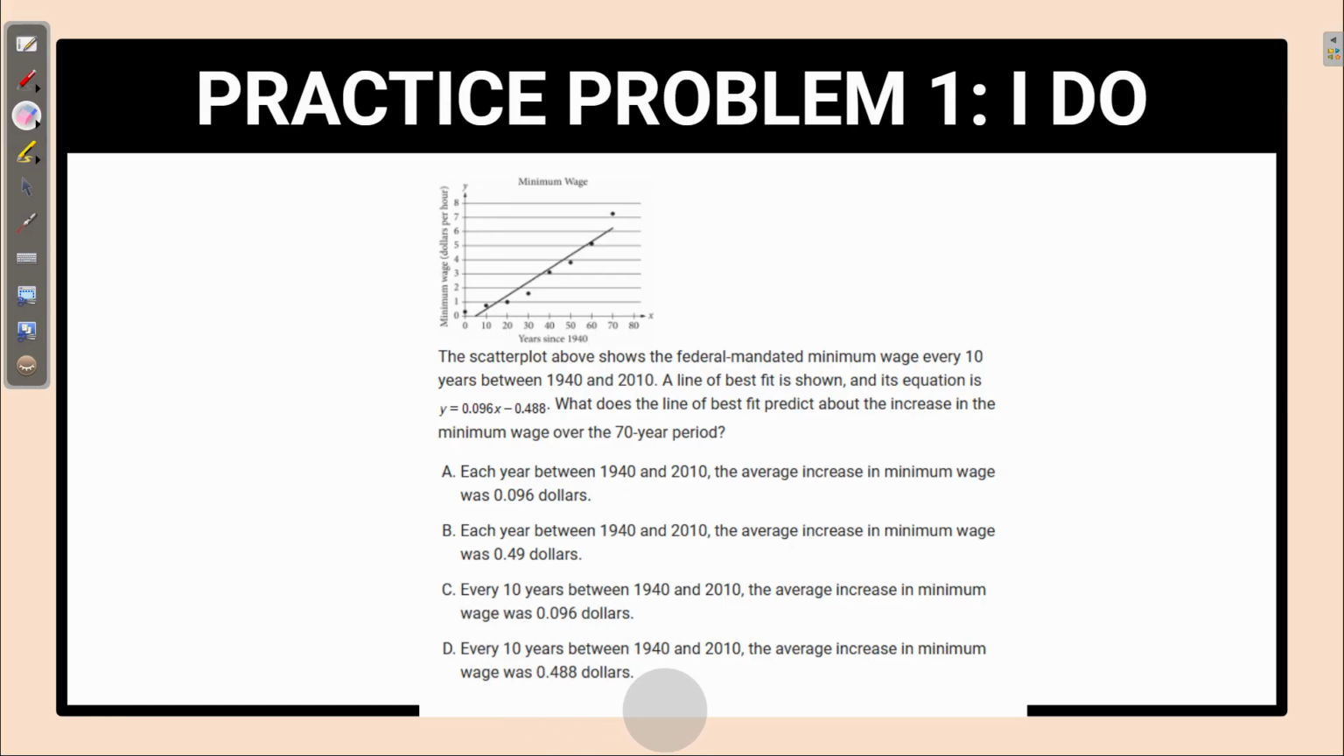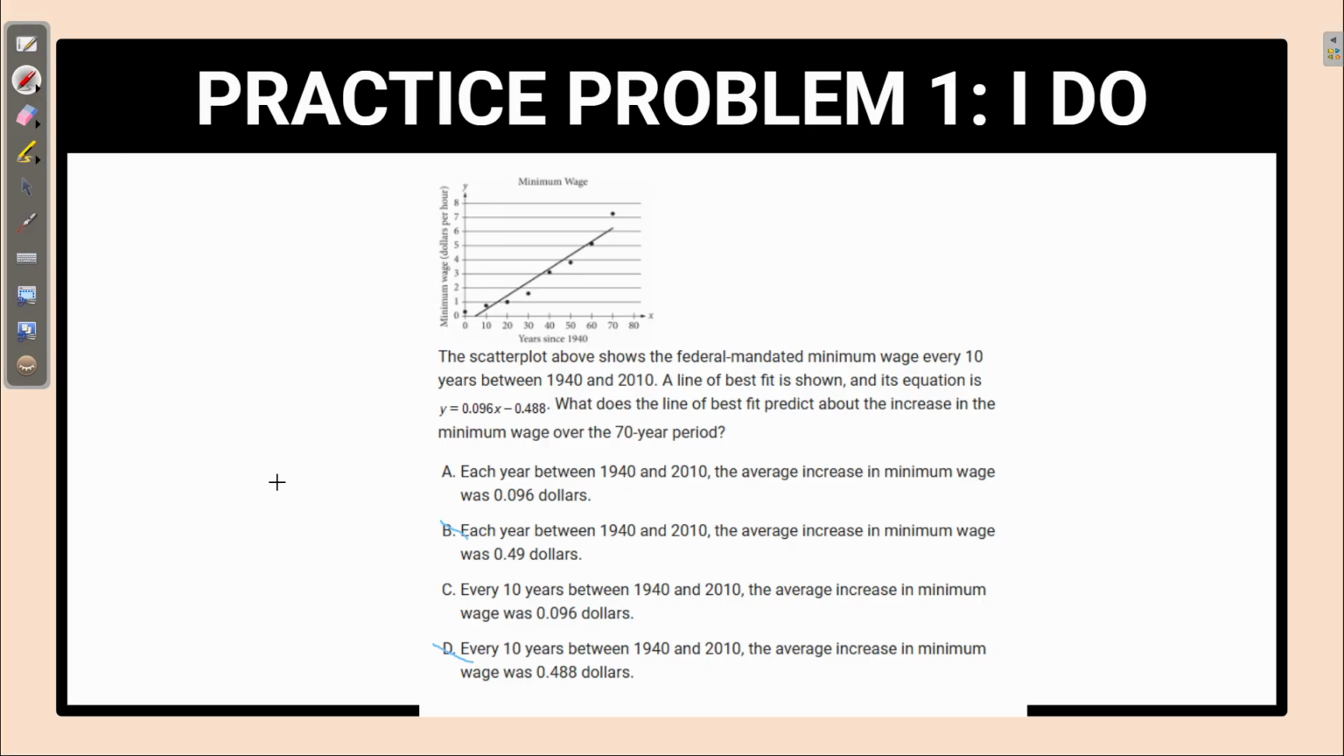Now, immediately, we see that there's this 0.49 or 0.488 thing here. And we also see that that's our mx plus b. That's our b in that equation. And we know that the b doesn't change with time. It's just where the graph starts when x is 0. So since the b doesn't change with time, that's not going to have an effect on the increase in the minimum wage. So we can eliminate b and d.